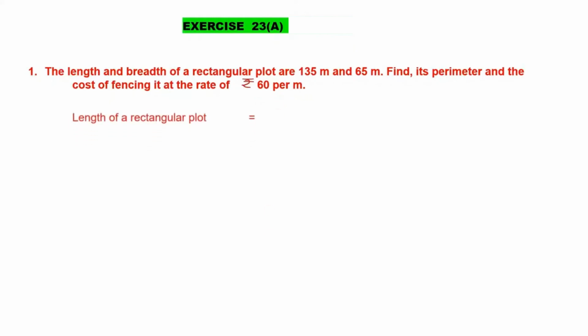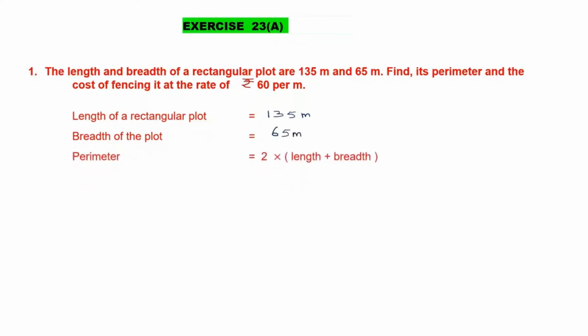So the first statement is length of a rectangular plot. What is the length of the rectangular plot? 135 meters. The breadth of the plot is 65 meters. Now we have to find its perimeter, and this is the formula for perimeter: 2 into length plus breadth. So we're going to substitute length and breadth with the values given to us. Length is 135 meters and breadth is 65 meters.